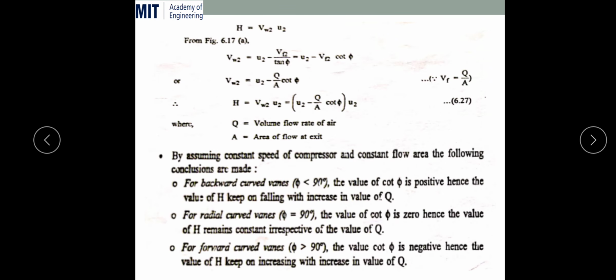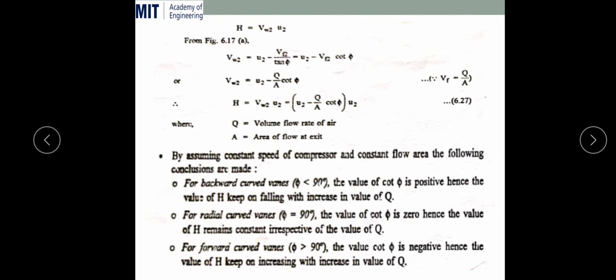So the value of H keeps falling with increasing Q, meaning work input is less for the increasing value of Q. For radial curve vanes, phi is 90 degrees, so cot phi is 0, hence H remains constant irrespective of the value of Q. In opposite to the backward curve vane, for the forward vane, when phi is greater than 90 degrees, what will happen? Cot phi is negative. If cot phi is negative, then U2 plus Q by A cot phi means H is increasing with Q. So H is increasing, meaning work input is more for the Q.